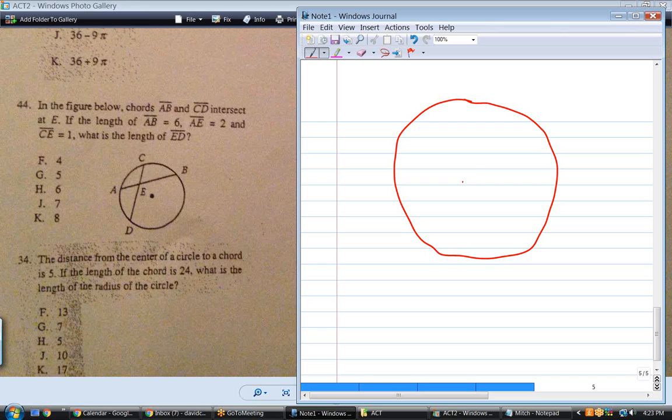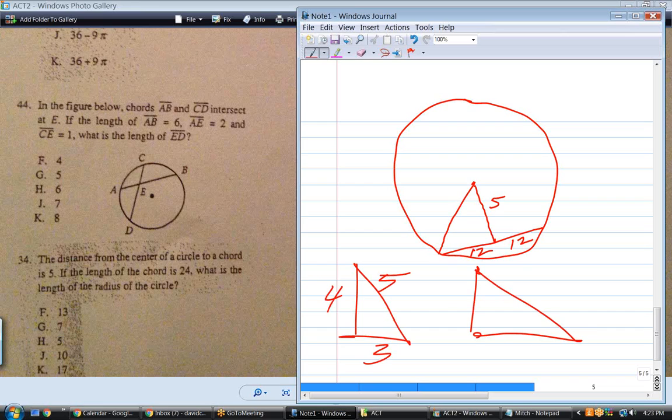The distance from the center of a circle to a chord is 5. If the length of the chord is 24, it means that's 12 and that's 12. What's the radius? 13. Good. It's definitely one of the two Pythagorean triples that you want to recognize: 3, 4, 5, and 5, 12, 13, because they appear so much on the test.